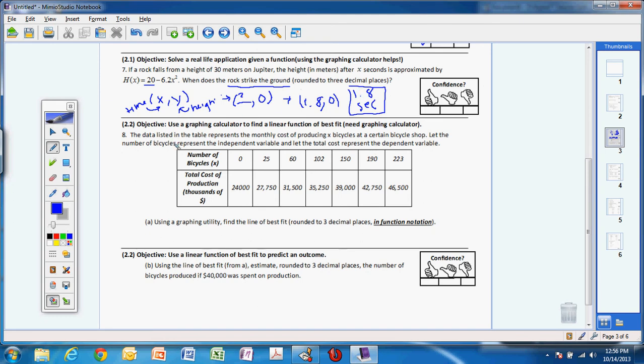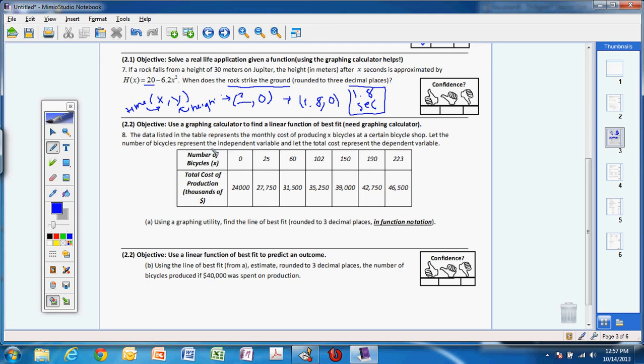Now number 8, it says the data, we want to be able to use a graphing calculator to find a linear function of best fit, or line of best fit. And so let's read number 8. The data listed in the table represents the monthly cost of producing X bicycles at a certain bicycle shop. Let the number of bicycles represent the independent variable, and let the total cost represent the dependent variable.